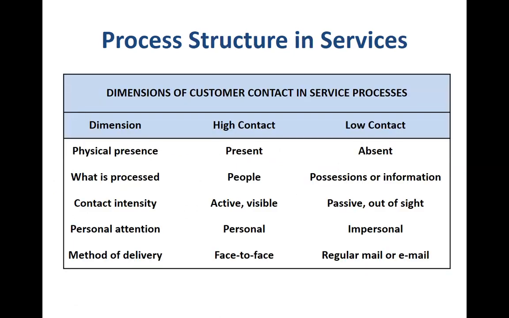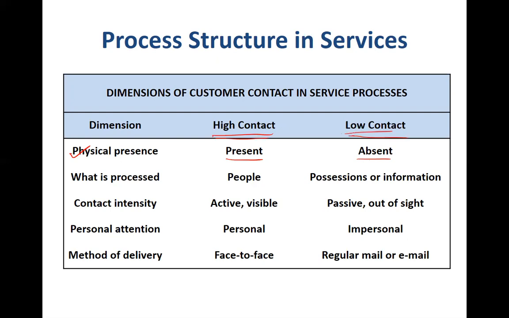Now, to understand process structure in services, it's important to understand different dimensions of customer contact because customer contact plays a very important role in service processes. Now, one dimension within customer contact could be that of physical presence, which means whether the customer is physically present when the service is being offered or the customer is absent. Depending on that, we could decide whether it's a high contact service process or a low contact service process.